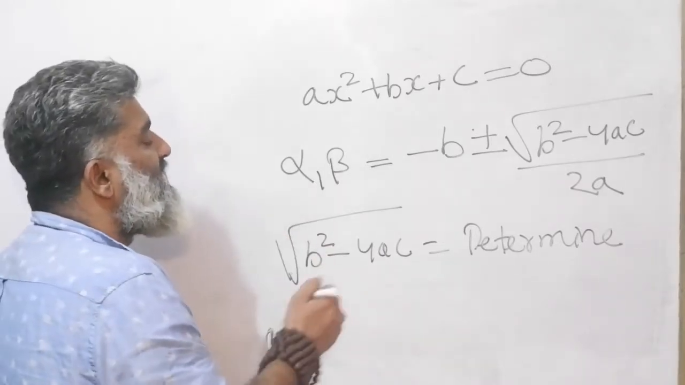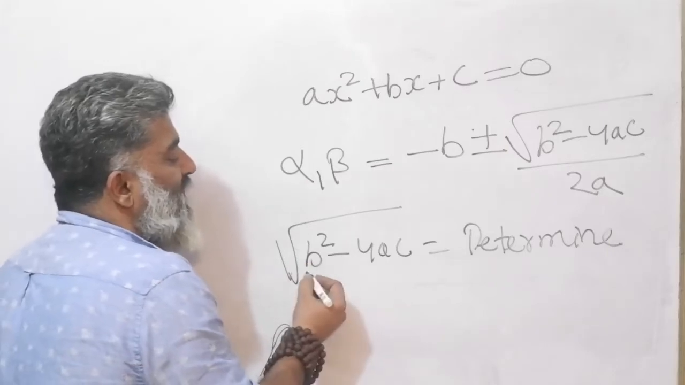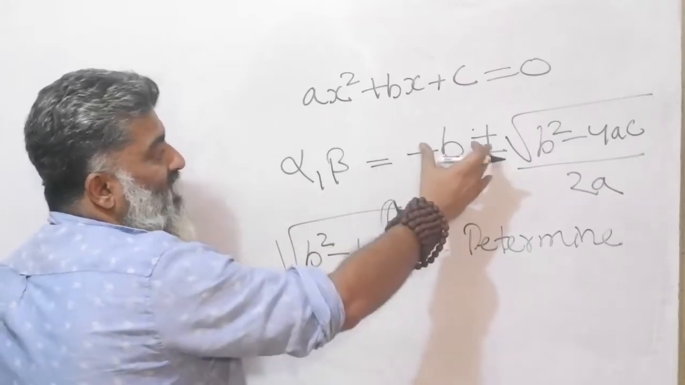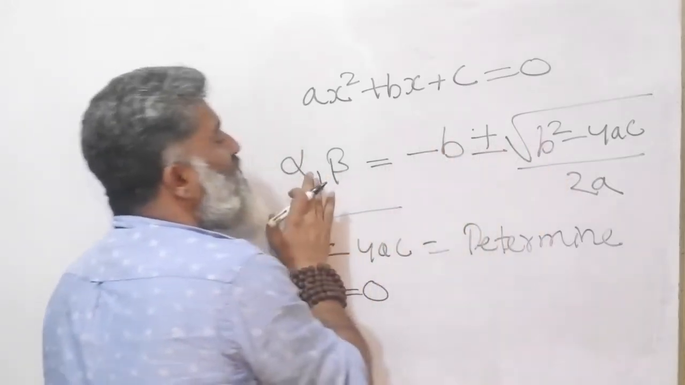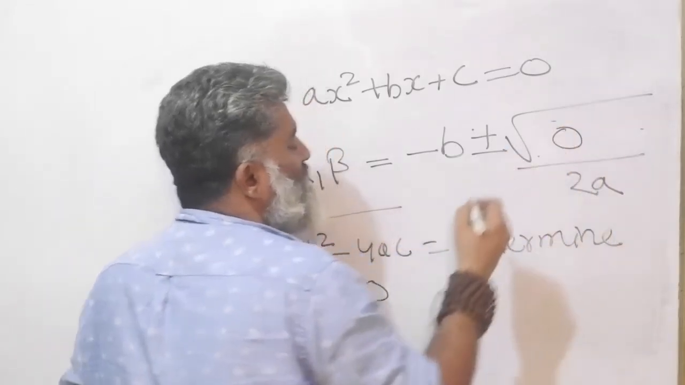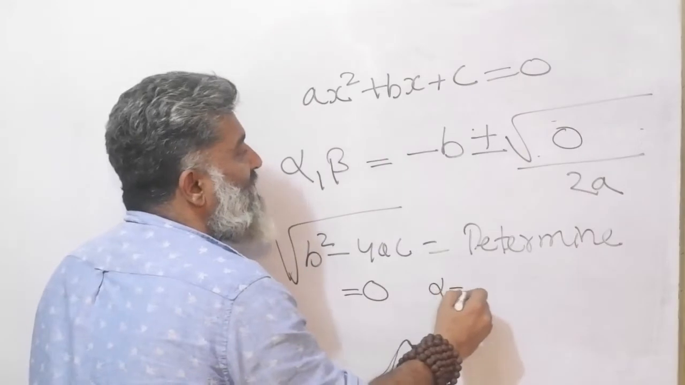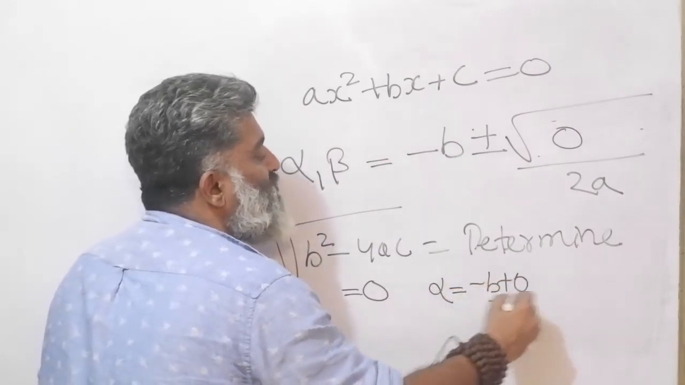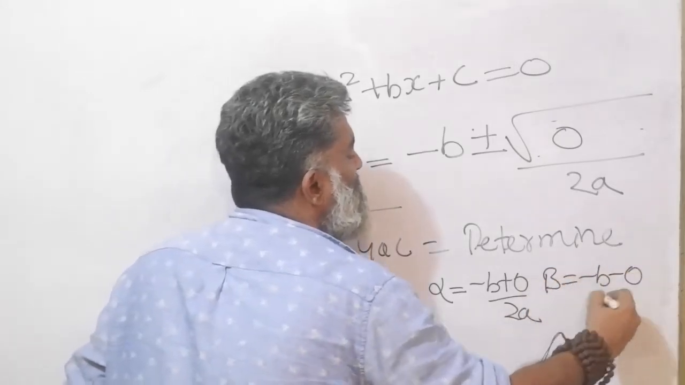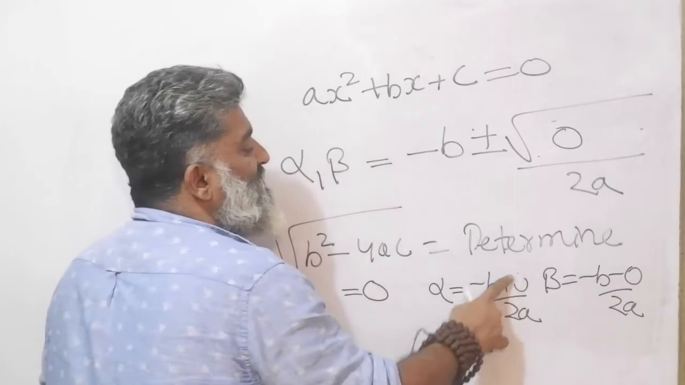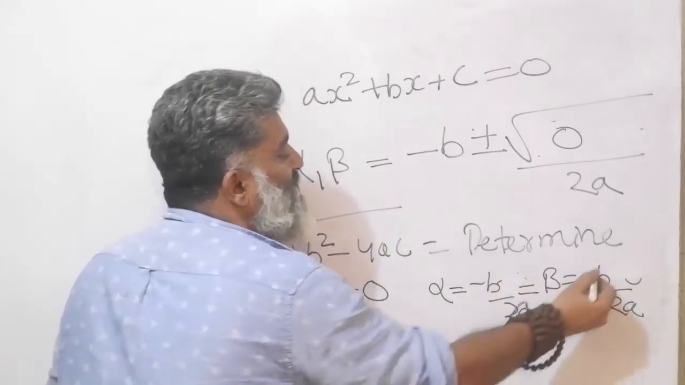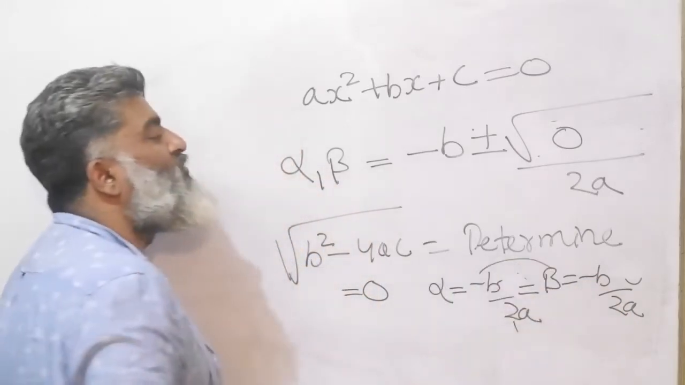For example, for a given equation, if you find out that b square minus 4ac is equal to 0, that means in this part of the story, you have the roots as alpha and beta, minus b plus minus. This whole part becomes 0. So your root alpha is going to be minus b plus 0 by 2a, and your root beta is going to be minus b minus 0 by 2a. Plus 0 minus 0, what difference does it make? That means both the roots are minus b by 2a, and they are equal to each other.